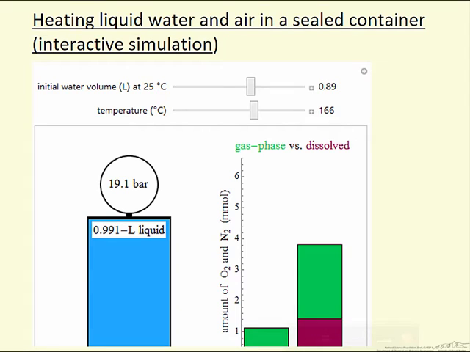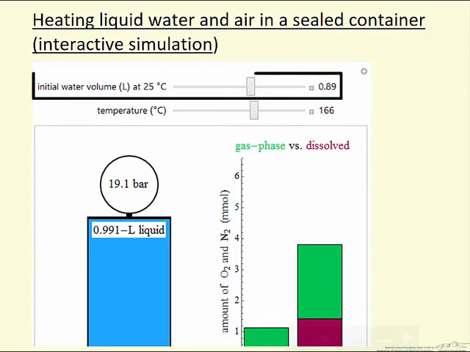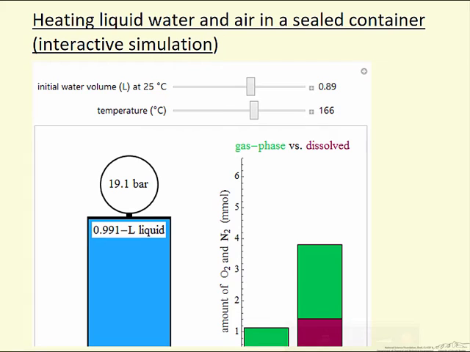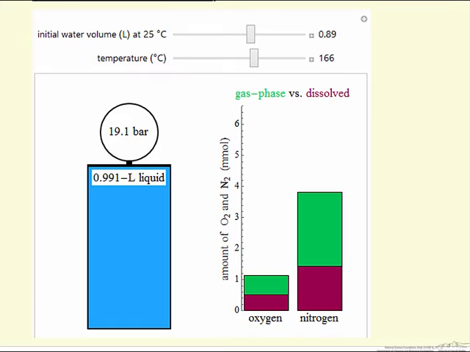This is an interactive simulation in which we heat liquid water and air in a sealed container. So we start out at 25 degrees and we can set the initial volume of water, in this case 0.89 liters. The total container is 1 liter. What I'm showing you is after we raise the temperature to 160 degrees, and what has happened is the liquid has expanded, so now instead of occupying 0.89 liters, it occupies 0.991 liters. And so the gas volume has been compressed significantly.